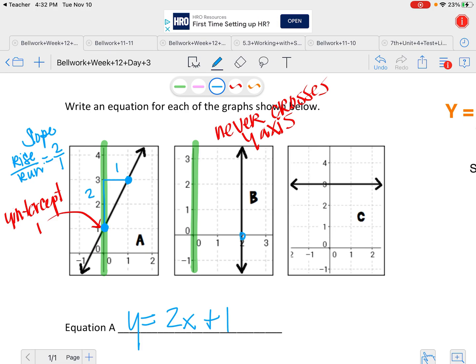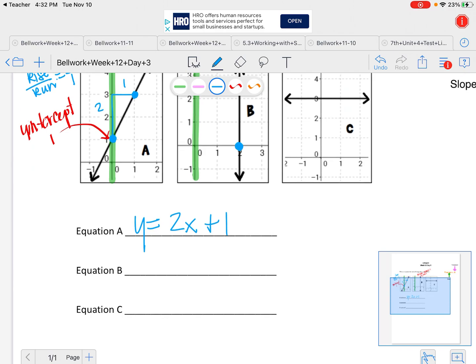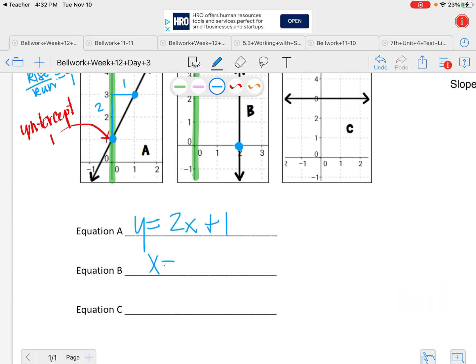If it's a vertical line and it only crosses the x-axis, I'm going to look and see where it crosses. It crosses at +2, so then I would just say x equals 2. This is for a vertical line that has no slope. Well, the slope is undefined, and then there's no y-intercept. So for a vertical line, that's how you write your equation: x equals, and then the point at which it crosses the x-axis.